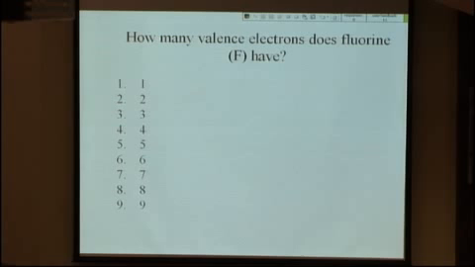So let's do a quick clicker question, and you tell me how many valence electrons does fluorine have? Remember, valence electrons are different from core. They're only the outermost electrons in the outermost shell. So 10 seconds on this. This should be fast.